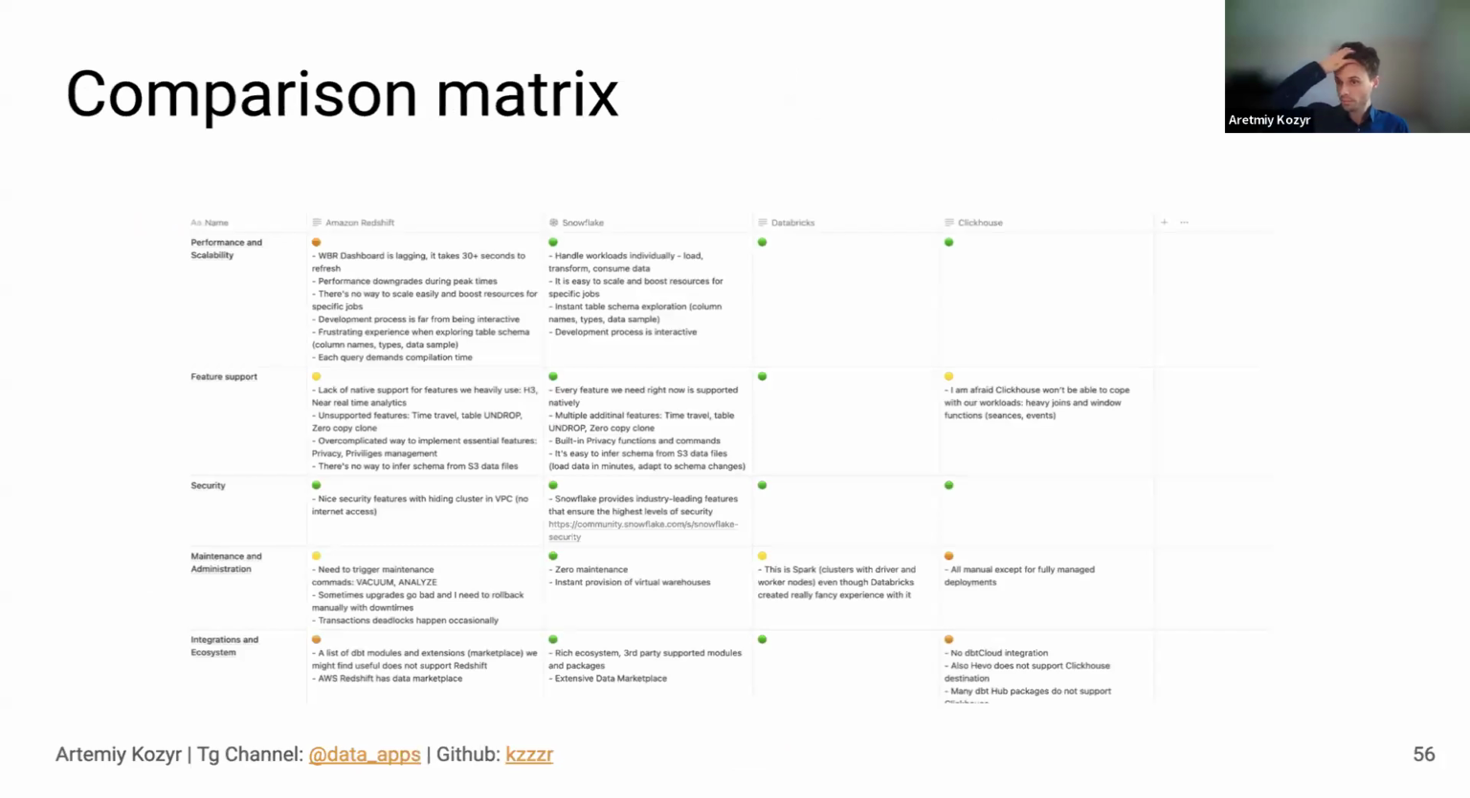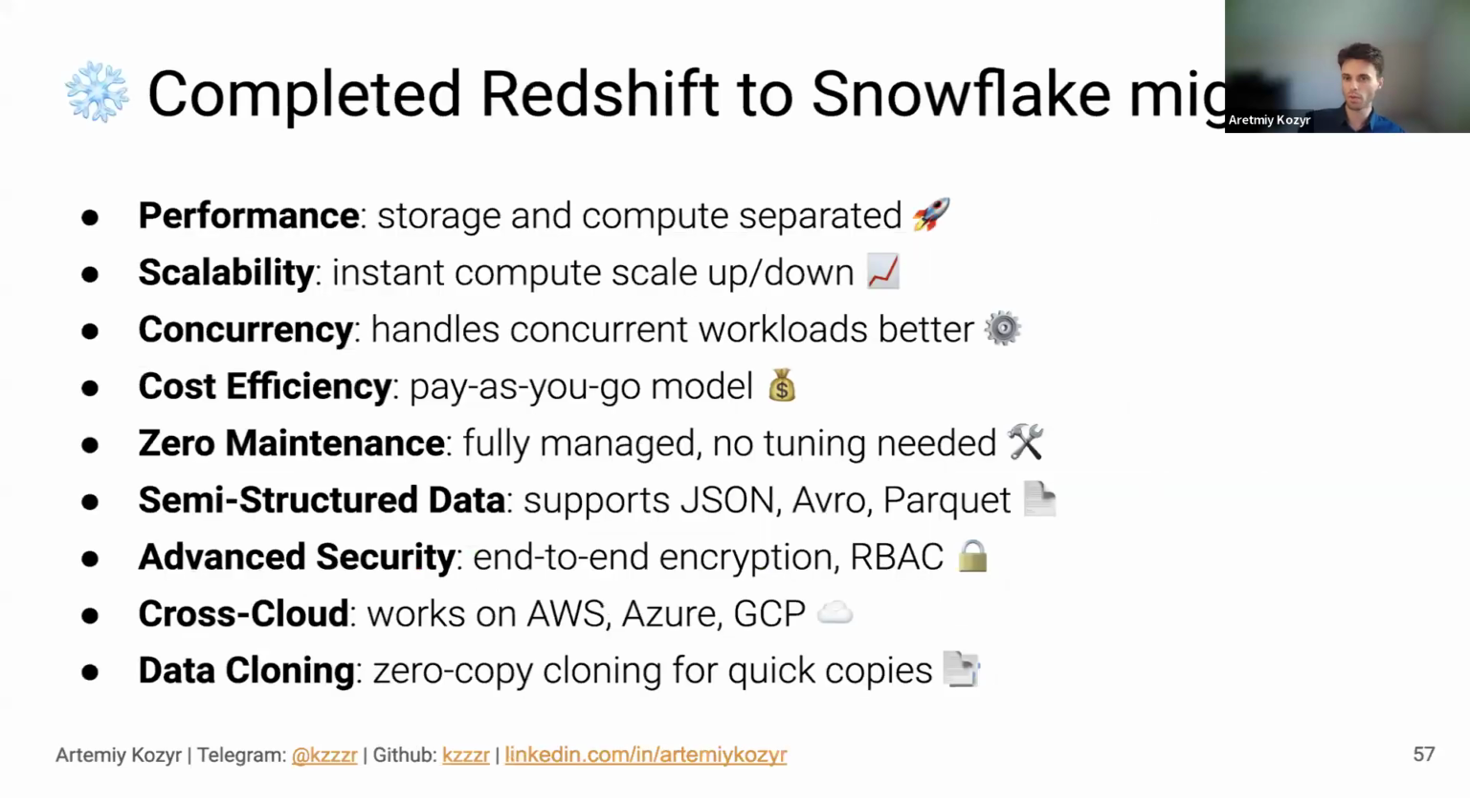So I've done my homework, my preliminary job, and I've shortlisted Amazon Redshift, Snowflake, Databricks, ClickHouse, and I've compared them on these criteria and written this down in a small matrix with lights: green, yellow, orange, or red, whether it's good or bad. So that's just my exercise, my background with this specific case, with these specific inputs and requirements. And I ended up with the Snowflake migration. So I completed a Redshift to Snowflake migration, and it gave me a lot of benefits and improvements.